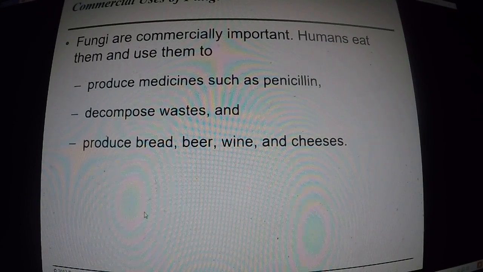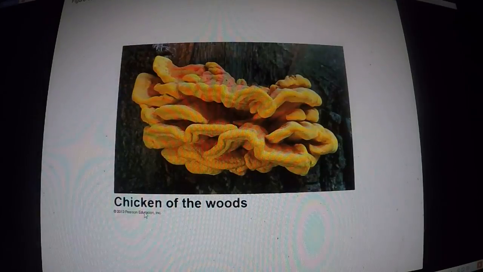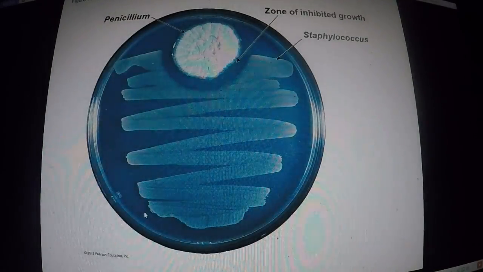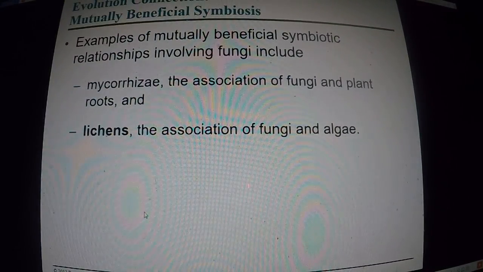Fungi are commercially important. Humans eat them, use them to make medicine like penicillin, decompose waste, and produce bread, beer, wine, and cheese. Some other mushrooms. And my video is going to run out in a second, so there's a penicillin and bacteria that can't grow around it. Zone of inhibited growth. That's what Fleming discovered.